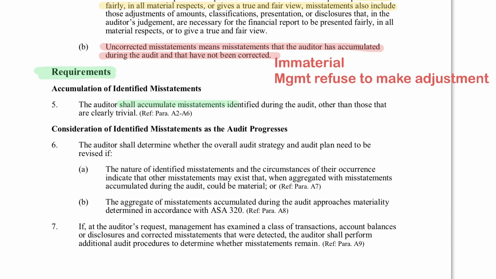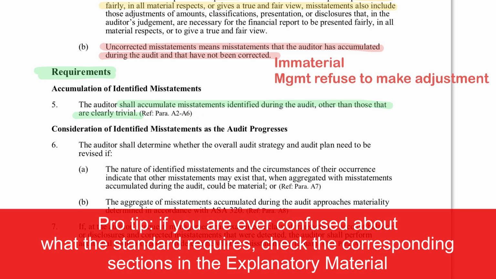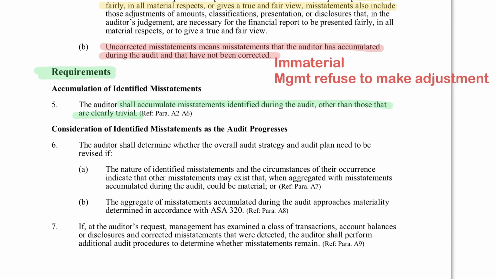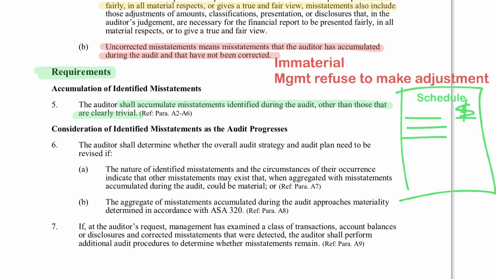So I shall accumulate misstatements identified during the audit other than those that are clearly trivial. And you can look at the explanatory paragraph there for things that are trivial, but that's the post-it notes and the pens. So typically what an auditor will have is some sort of schedule of adjustments. They'll usually have a schedule of misstatements that they find during the audit. They'll keep a list of what item, what account, this is how much it is. So they will keep a tally of that list from across the entire set of the financial statements.